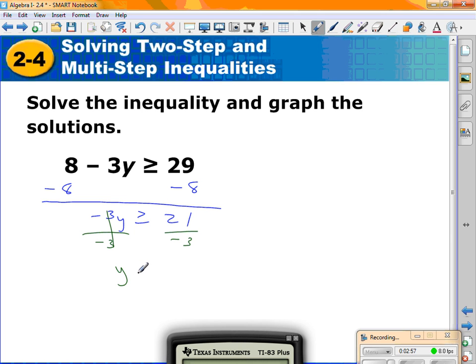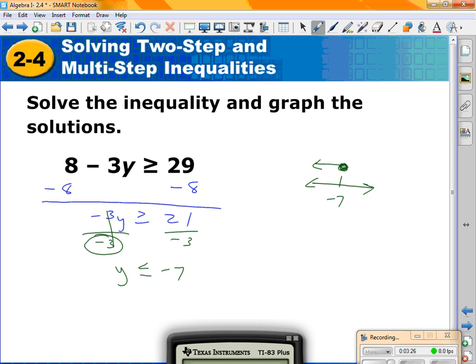Why did I flip this? I divided by a negative number here, so I flipped the symbol. It's less than or equal to negative 7. When I graph this, this is another reason why I should graph. Negative 7, this one's going to be a closed circle, and it's going to graph to the left.